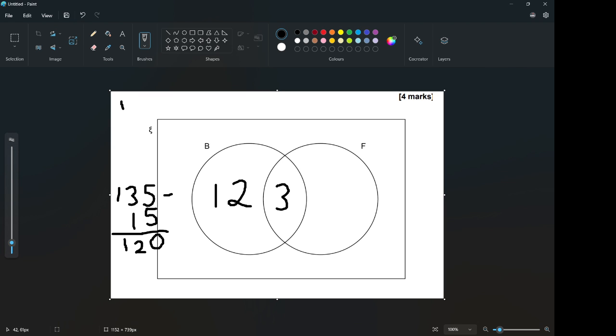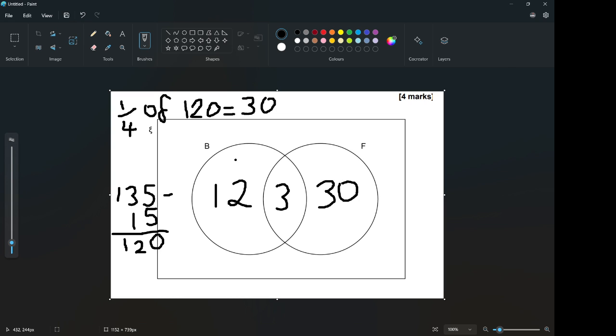We're now going to work out a quarter of 120, a fraction of an amount. We divide by the bottom and times by the top. A quarter means divided by 4, so that's going to be 30. So 30 is going to go in here, for the quarter not in business class.